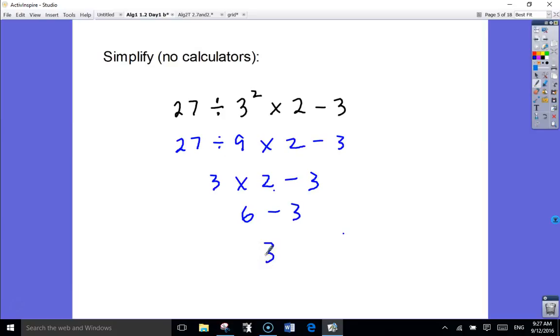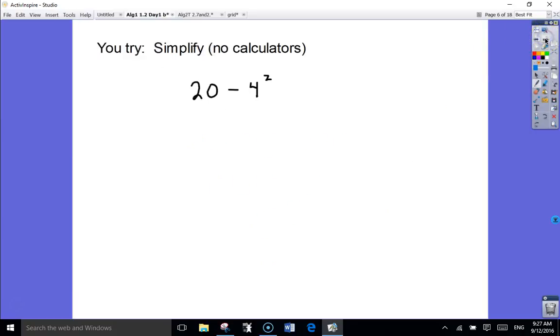Easy stuff. I think the way this book has it organized, they have the first few problems with no parentheses. And then they introduce the grouping symbols, and then we get the parentheses. That's all we're doing today, those first few. And most of them are you-tries for you. So are you ready to do your own? Okay, you try.